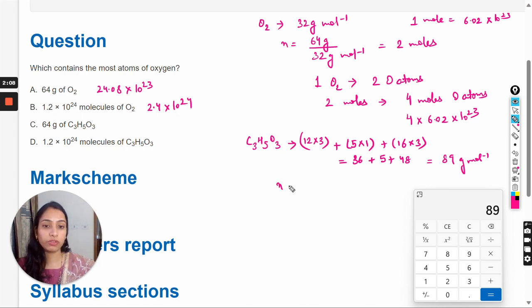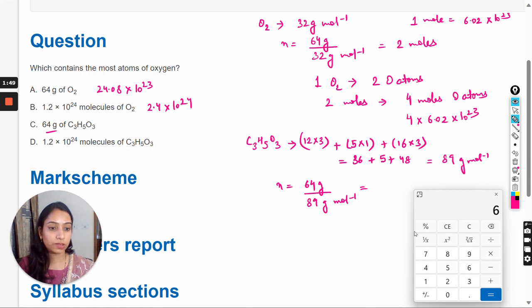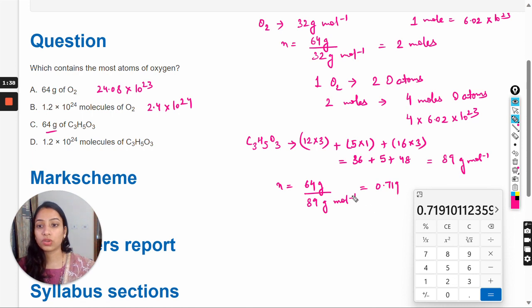And if we want to calculate the number of moles, it will be equal to the given mass, 64 gram, upon the molar mass, 89 grams per mole. So it will be equal to 64 divided by 89, which is 0.719 moles. So one molecule of this contains 3 oxygen atoms.